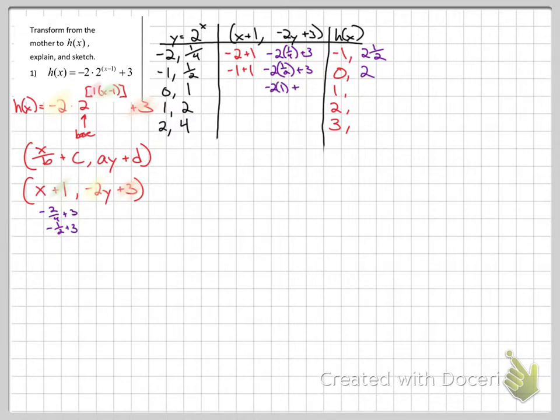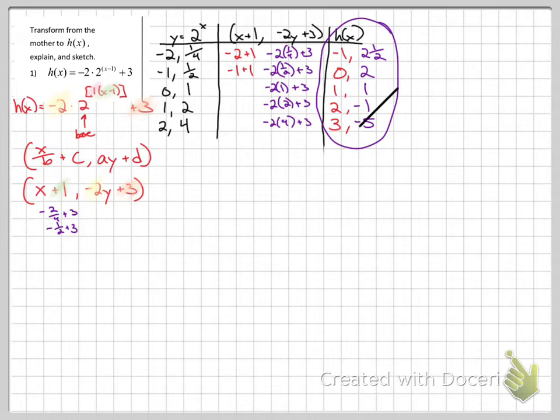-2 times 1 plus 3. -2 plus 3 is 1. -2 times 2 plus 3. -4 plus 3 is -1. -2 times 4 plus 3. -8 plus 3 is -5. These are our new points. Remember, they represent points even though I don't draw the parentheses every time.